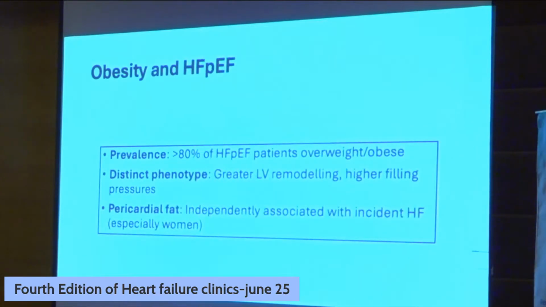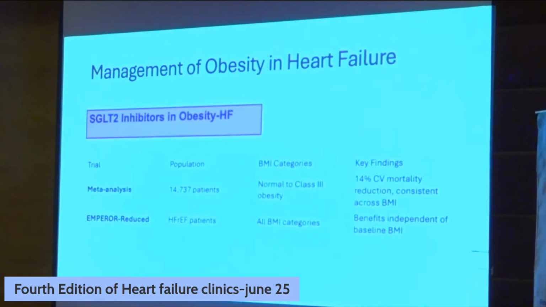How do we treat them? We can treat them with SGLT2 inhibitors. You can see here, in a large meta-analysis of about 15,000 patients, and in the EMPEROR-Reduced trial, SGLT2 inhibitors reduce the CV mortality across the various spectrum of body mass index. So SGLT2 inhibitor for obesity-induced heart failure is a must for all the patients.